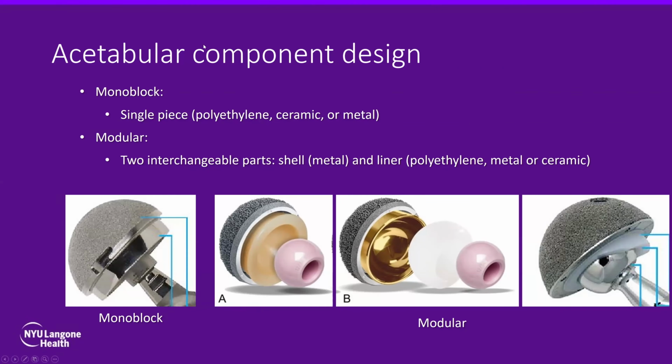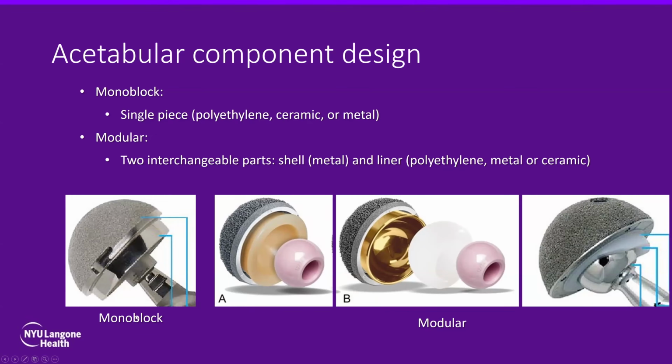So depending on the acetabular component, these total hip arthroplasties are either monoblock or modular. Monoblock is whenever you have a single piece. For example, this configuration here is a monoblock. So if this is a metal on metal, we don't have a liner here. The acetabular cup is this metallic piece over here.